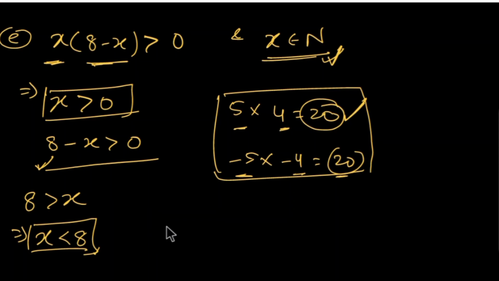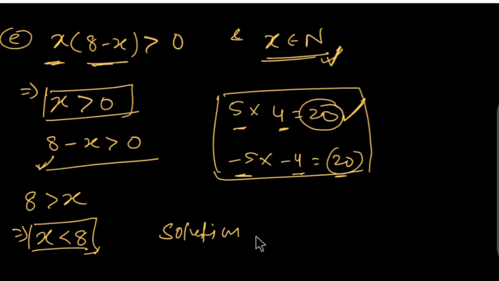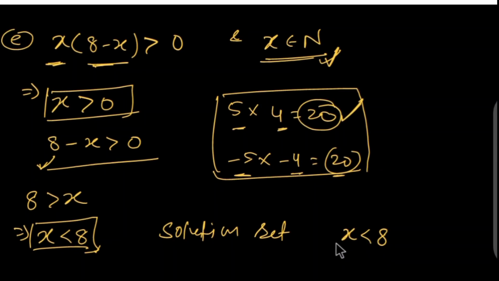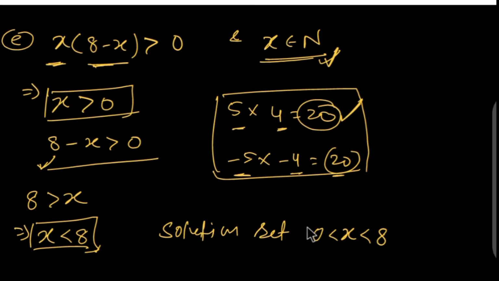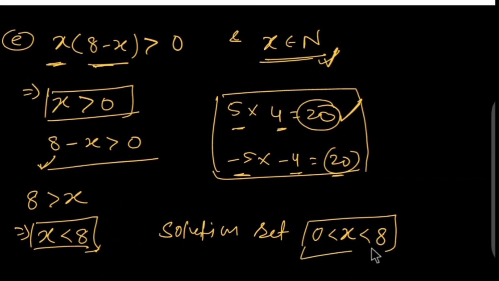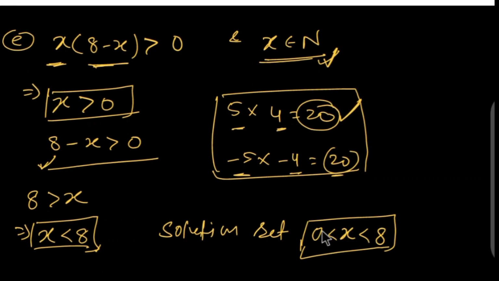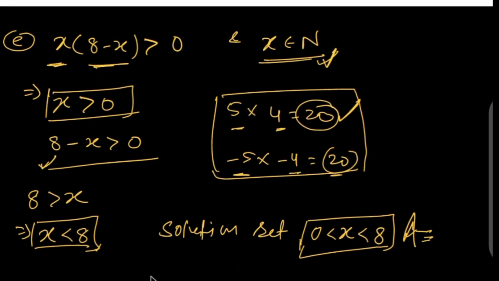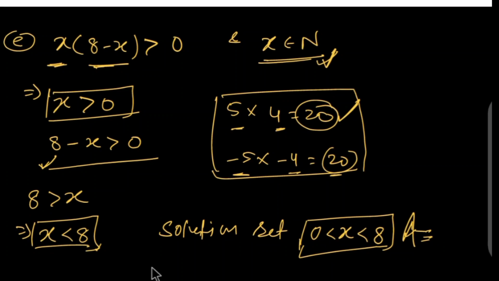So the answer set will be: x is less than 8 but greater than 0. Okay, x is larger than 0 but less than 8. This is the answer set of this question. Okay, so the option will be the third one here.